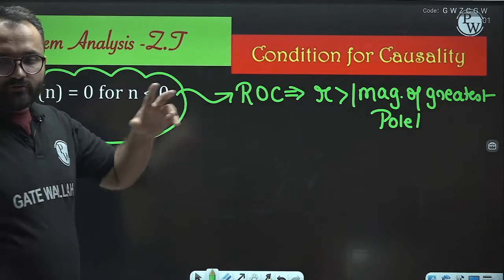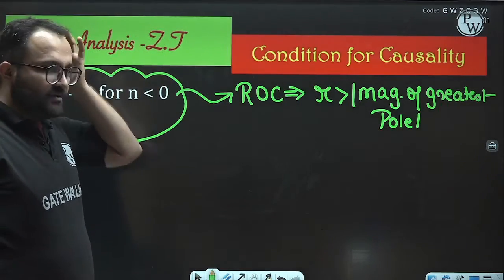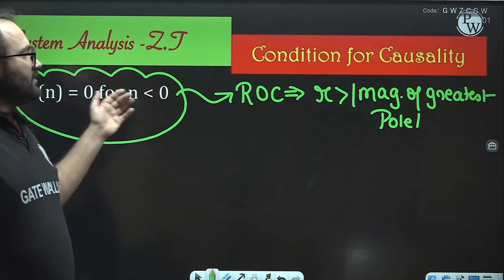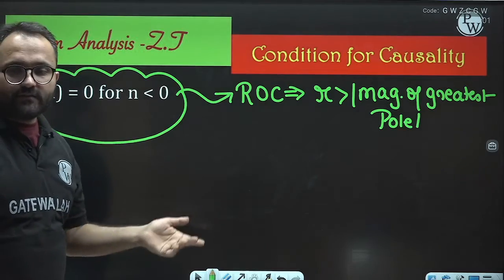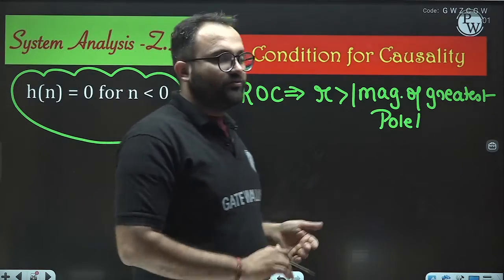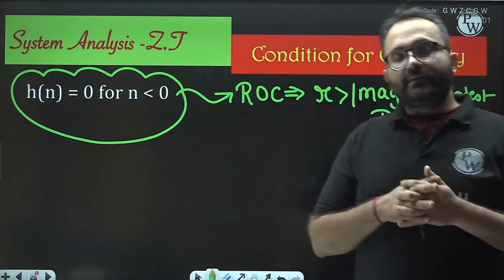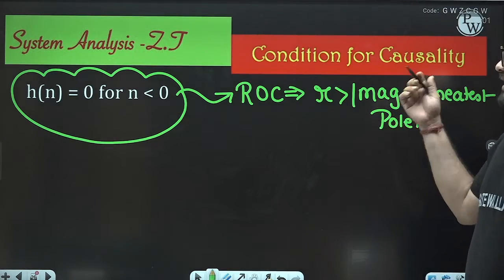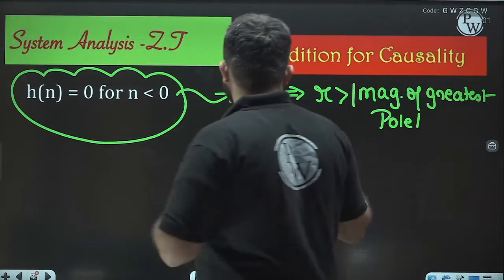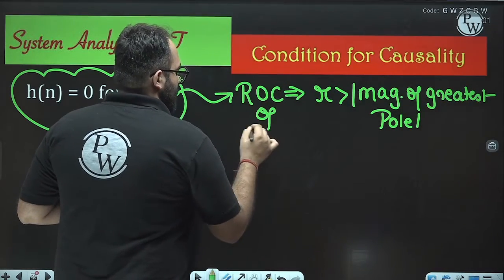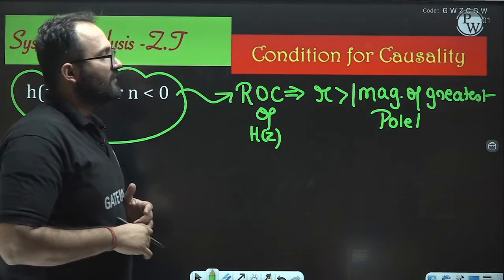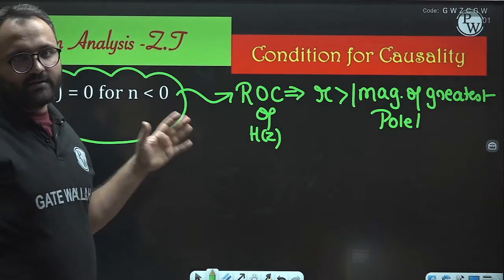Okay, so you should remember this very important condition: for causality, the system should have the impulse response 0 for n less than 0, or we can say the impulse response should be a right-sided signal, and thus the ROC of H(z) should be of this form, R greater than the magnitude of the greatest pole. I hope all of you are able to get this point.